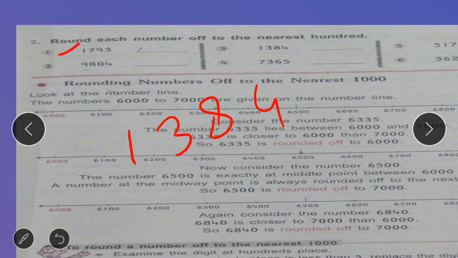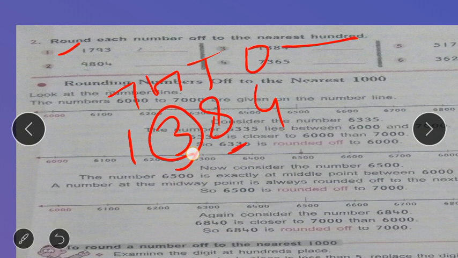Look, 1384. This is ones, this is tens, 100. For rounding to the nearest 100, what do you have to see? The tens place. If the tens place is 5 or more than 5, then you have to increase the 100 place by 1. Here it will be 0, 0, and you increase the 100 place by 1. It will be 1400. Easy? You only have to see whether this number is 5 or more than 5.